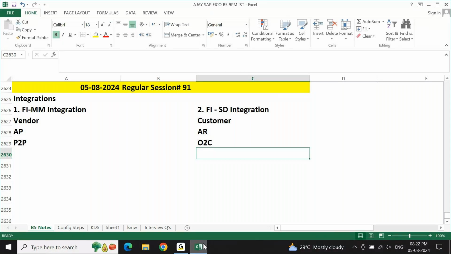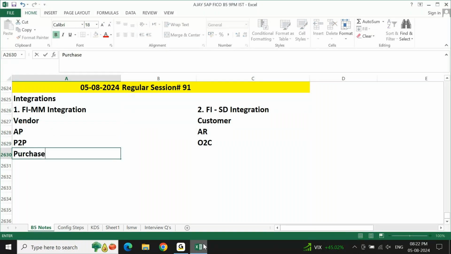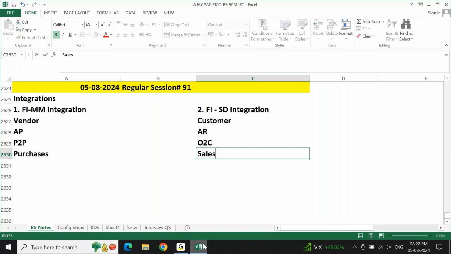Now once you are able to understand these points, you can practically relate what it is related to accounts payable and how it is connected to MM or materials management. Similarly, when you are able to understand O2C, order to cash, and accounts receivable, how it is related to your SD integration. Here, when you're talking about MM integration, it is all about purchases. And on the other side, when you're talking about SD integration, it is all about sales.